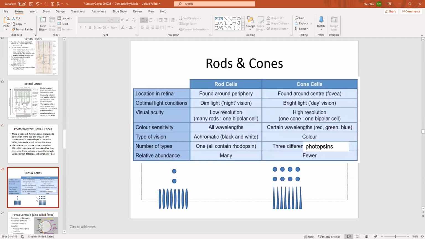So here is the table summarizing the difference between rods and cones. Rods are not color sensitive. There are more rods than cones. Cones are fewer, but they are located in the center of the retina. It's called the macula. The center of the center is the fovea. Rods are good at night vision because they are photon sensitive. Cones are good at day vision because they are good at seeing color.